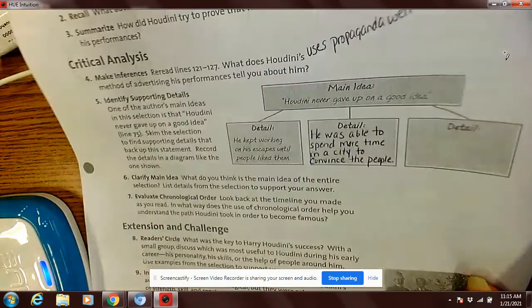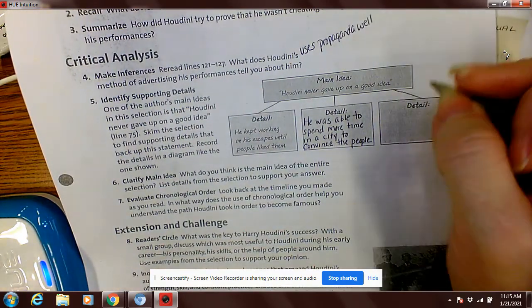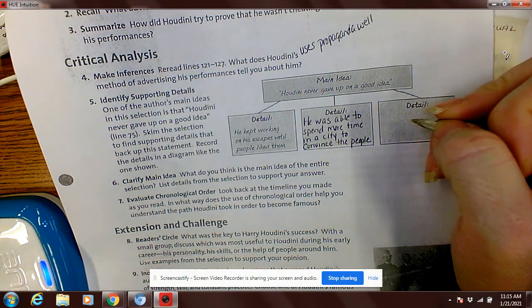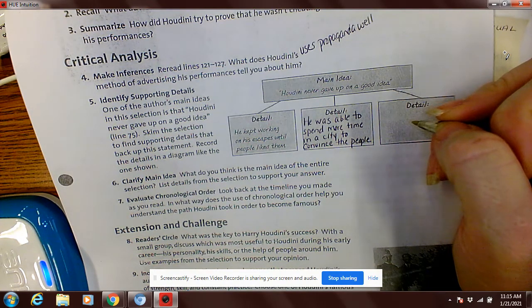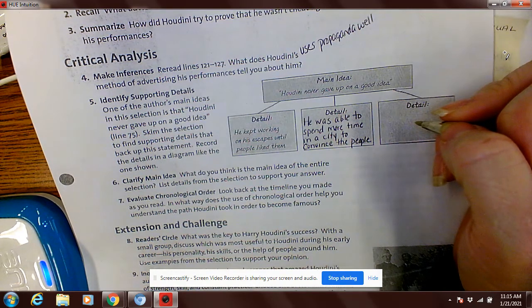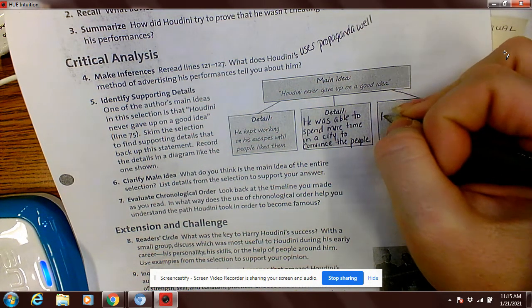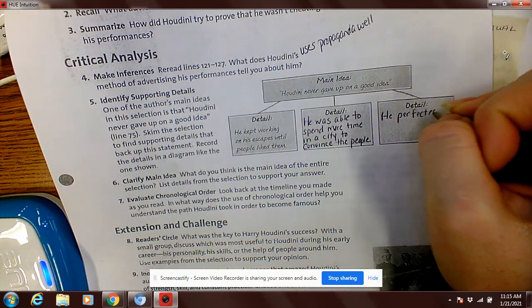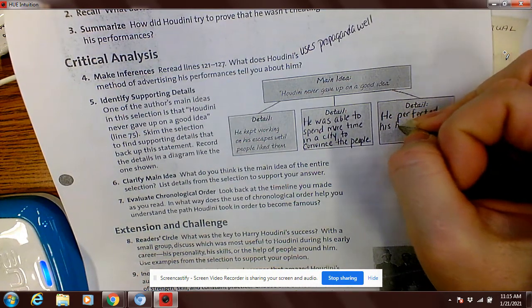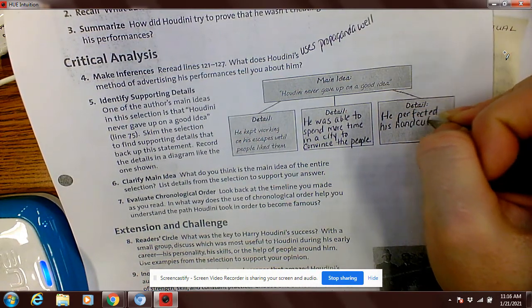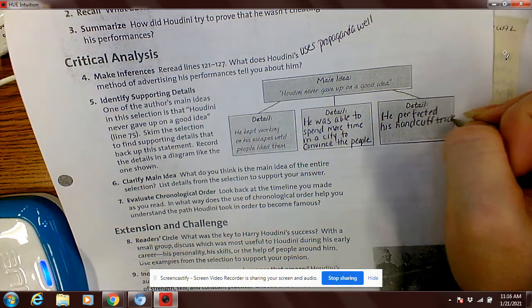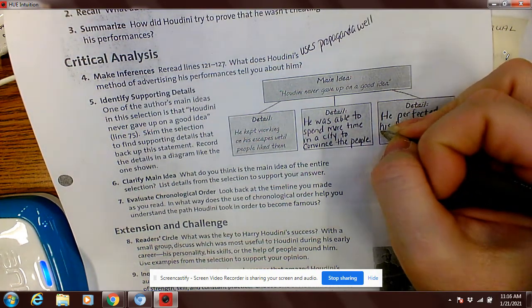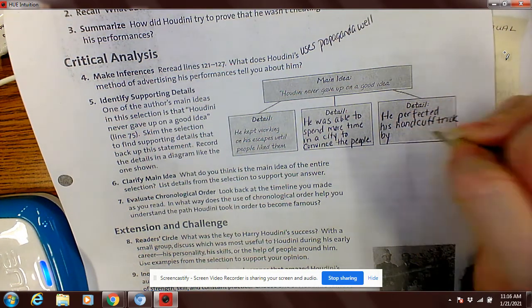So, he never gave up on a good idea. What can be our last detail from that? He perfected, let's put, he perfected the handcuff trick by being exposed to many different types.